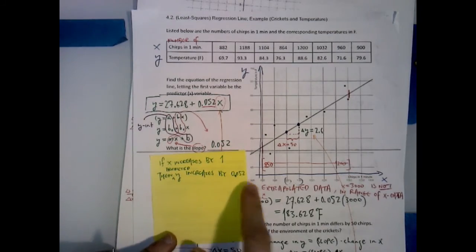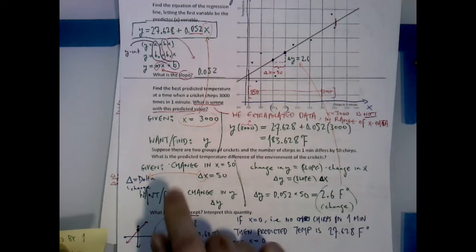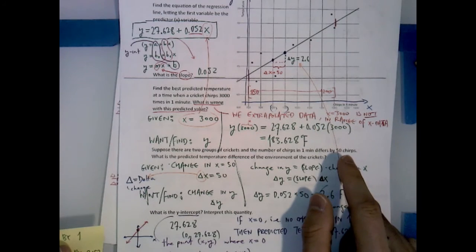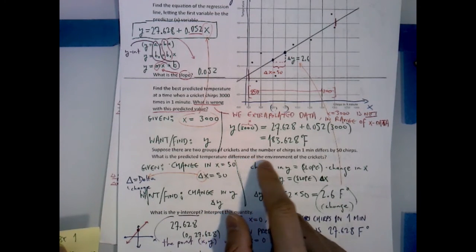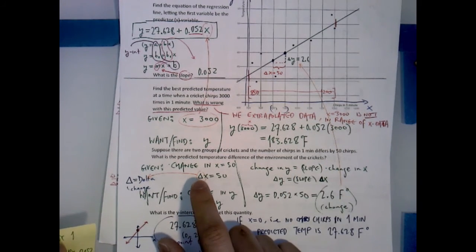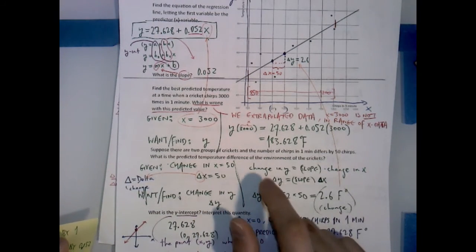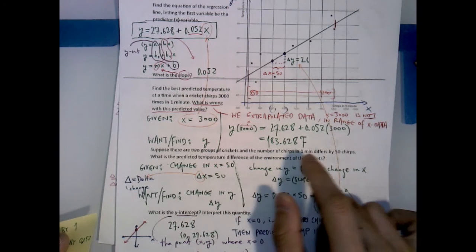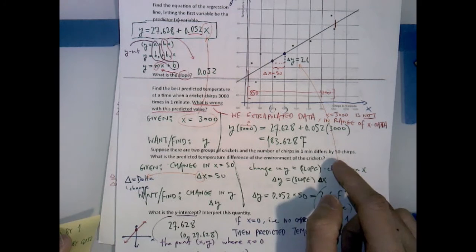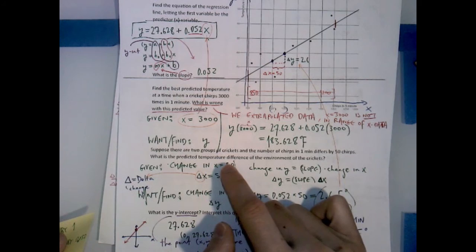Now, this is a little bit hard to think about. So if we go back to the example we had before, suppose that there are 2 groups of crickets and the number of chirps differs by 50 chirps. What is the predicted temperature of the environment of the crickets? Remember, we were given the change in x is 50, and we want to find the change in y. Change and difference mean the same thing. The change in x, the number of chirps in 1 minute, is 50. The change in y is the temperature difference. That's what we want to find.